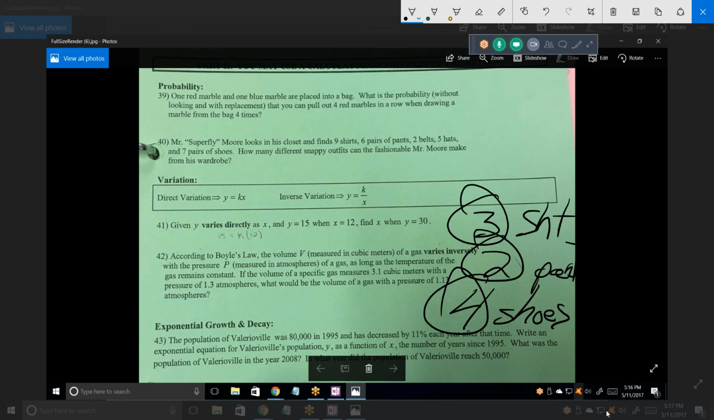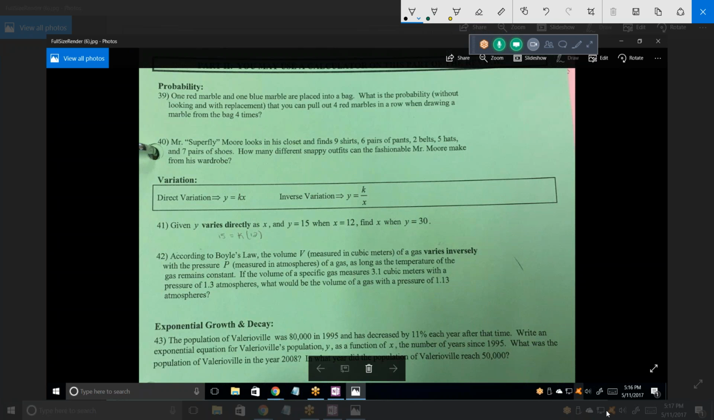Whether it's 3 different types of clothing, or in this case, we got 9 shirts, 6 pair of pants, 2 belts, 5 hats, and 7 pairs of shoes. So how many different outfits can I make? 9 times 6 times 2 times 5 times 7. It's that straightforward.